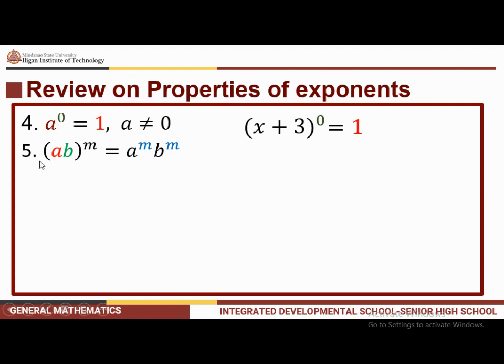So property number 5, kapag meron tayong a, b, so different na mga bases na nasa loob, you'll have here a times b to the power of m. So mangyari, yung m natin, i-distribute lang natin or i-multiply natin dito sa mga exponents na 1 na meron tayo dito. So magiging a to the power of m multiplied by b to the power of m. For example, meron tayong 5x to the power of 3, which is just equal to 5 cubed multiplied by x cubed, which is just equal to 125x cubed.